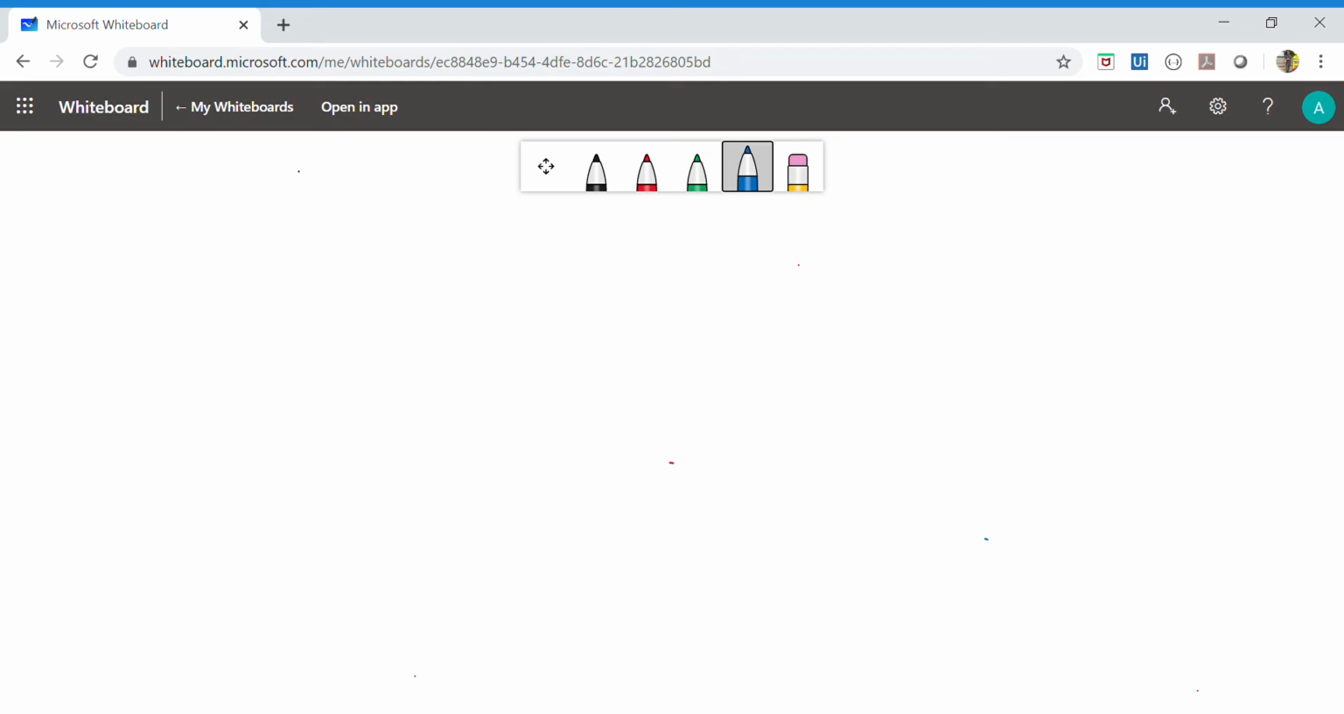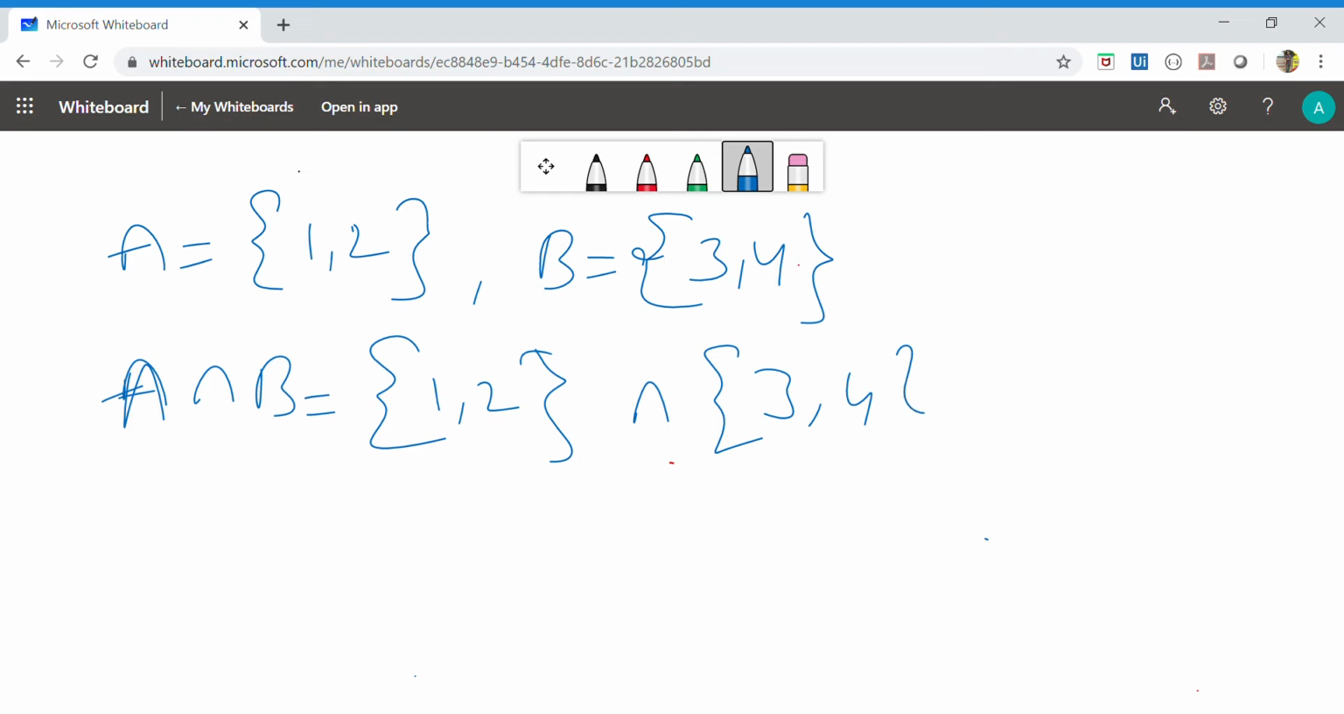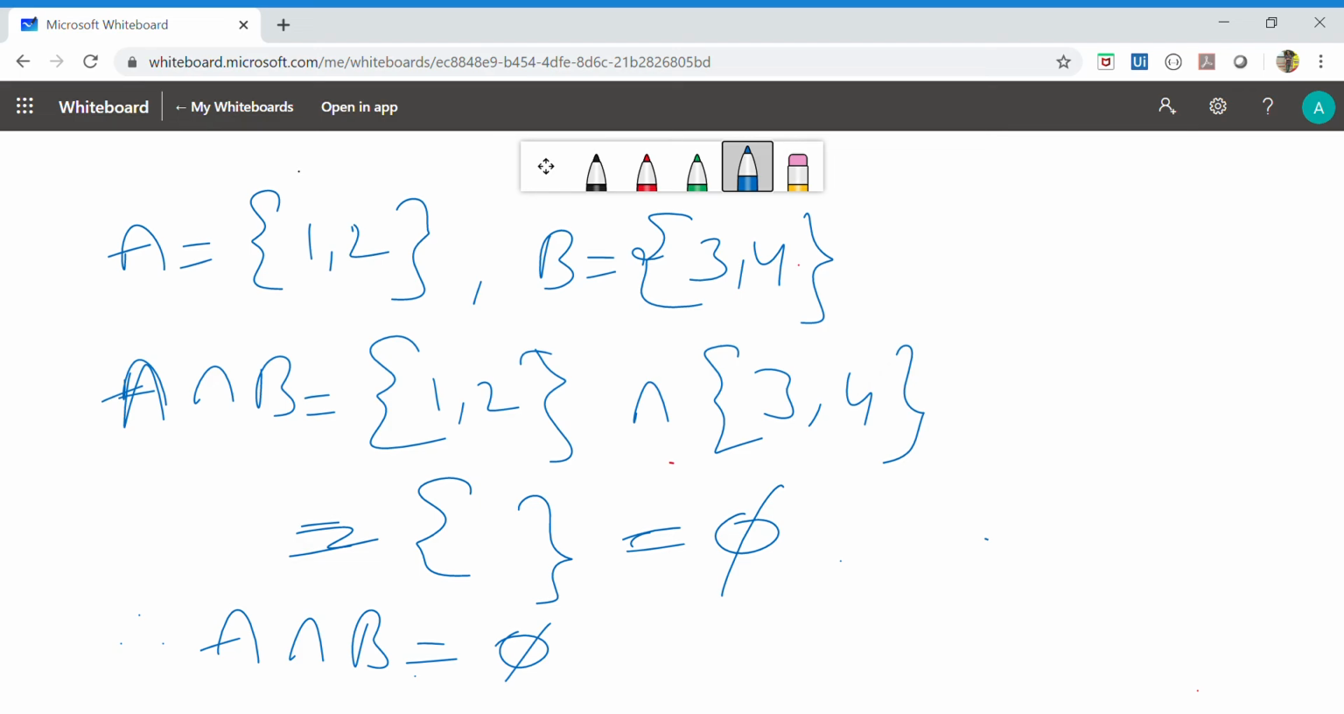Next, the intersection of two disjoint sets is a null set. Justify your answer. Suppose A is equal to the set {1, 2} and B is equal to the set {3, 4}. Both are disjoint sets with no common elements. Then what is A intersection B? Intersection means common elements in the two sets. Are any common elements there in the two sets? No, nothing is common. So emptiness is common, which is nothing but the null set. So A intersection B is equal to the null set. So the intersection of any two disjoint sets is a null set.